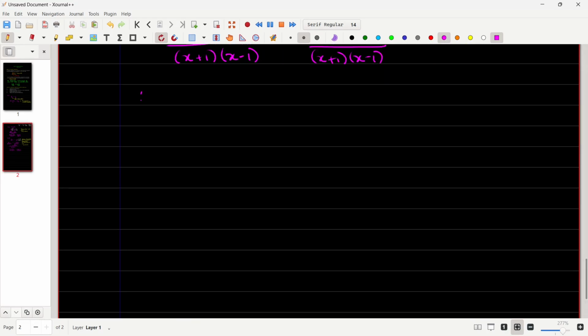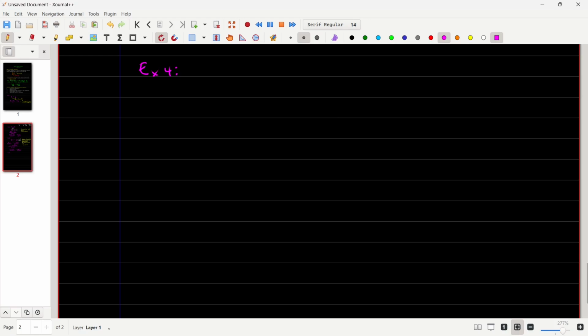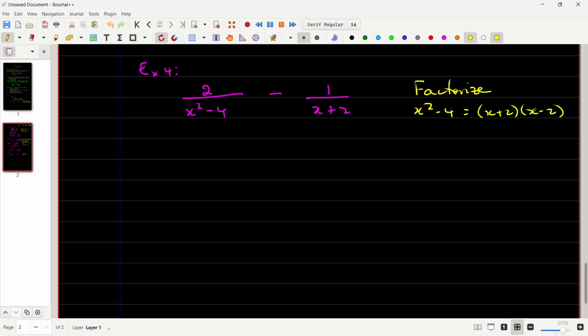Let's do the fourth one. Okay, so for this one, let's do something where you can actually get some kind of simplification happening. Should I? Let's not do that. Let's just continue so you can get some more practice on this. So x squared minus 4 minus 1 over x plus 2. Again, we want to factorize the x squared minus 4, and we're going to get x plus 2 into x minus 2. Again, difference of squares.